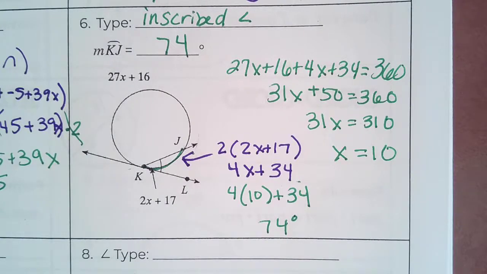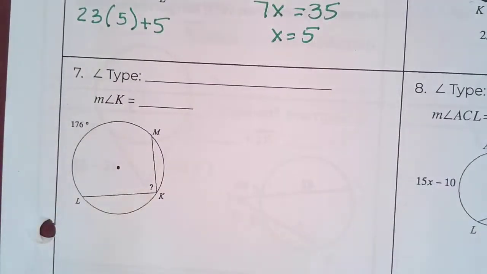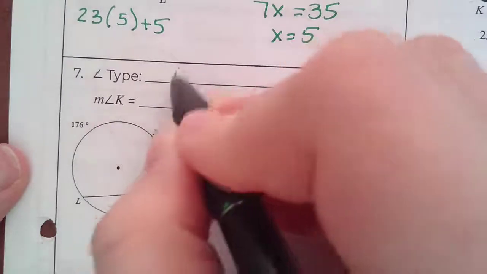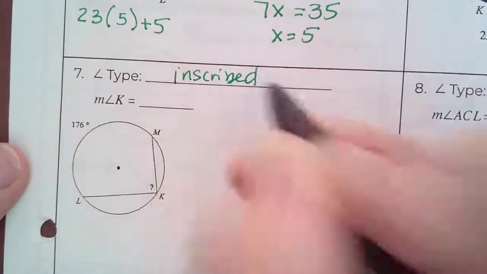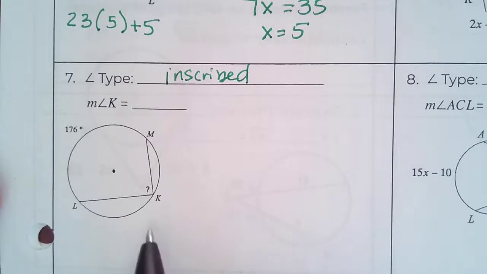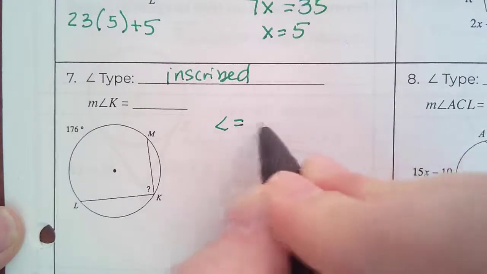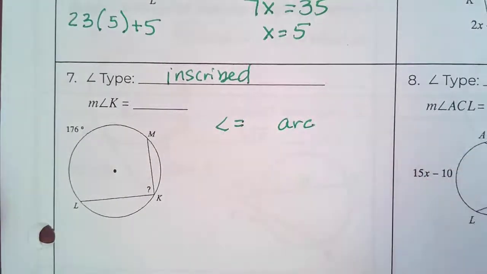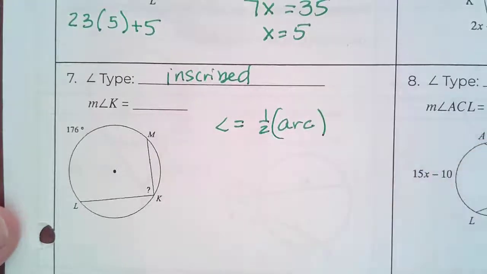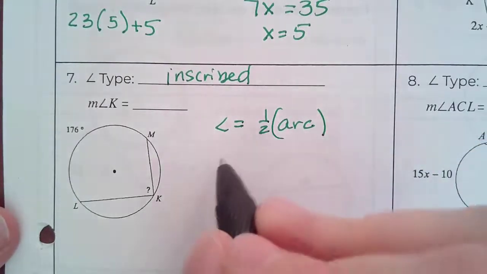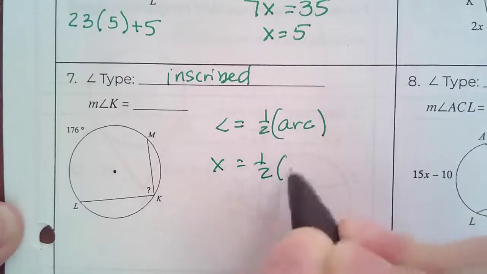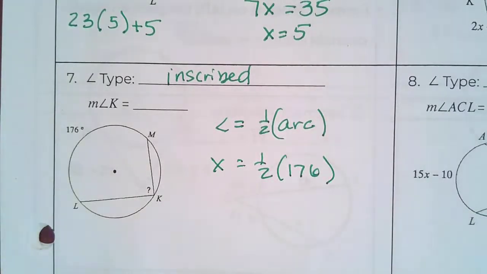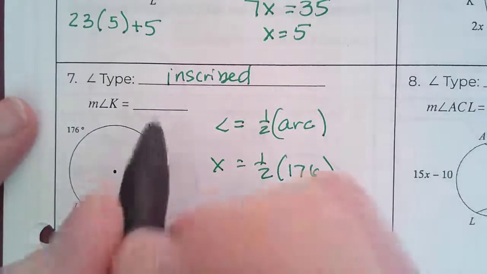All right, 2 more. Number 7. What kind of angle is this? Inscribed. We're stepping back a bit. All I'm asking you to find is angle K. Your angle equals what in relation to our arc? Half of our arc. So my angle x equals half of 176. Do I need to set up that equation? Probably not. What's half of 176? 88 degrees.